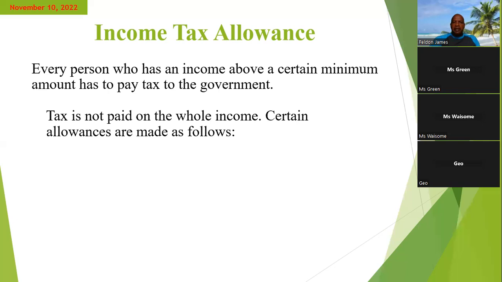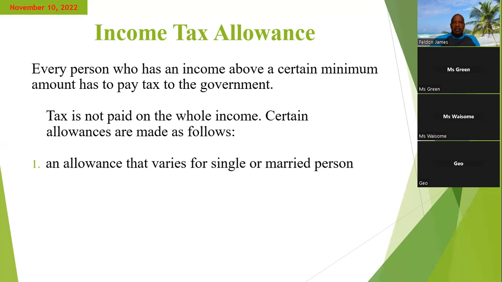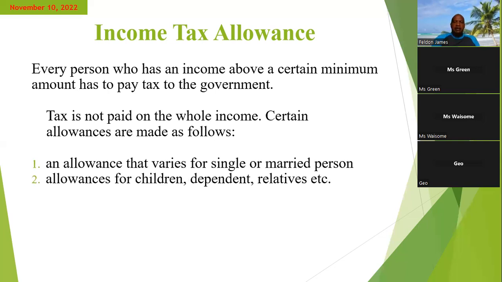Tax is not paid on the whole income. Certain allowances are made as follows. An allowance that varies for a single or married person. It's really unfair though, but yeah. Allowance for children or dependents or relatives.